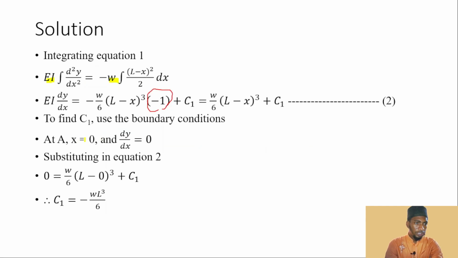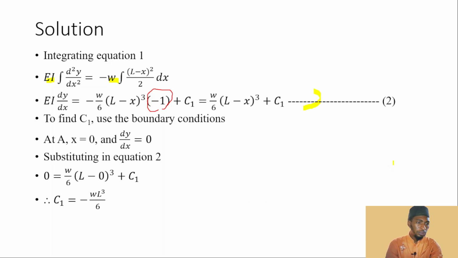Okay, so we have x is 0, dy/dx is 0, so we are going to substitute this into equation 2, which is this equation. Substituting here, EI times 0 is 0, W over 6 (L minus x) cubed is now 0, so we have 0 here for our 3 plus c1. So 0 is gone. We have WL cubed over 6 plus C1 is 0. After making C1 the subject of the formula, we have WL cubed over 6 as our C1.